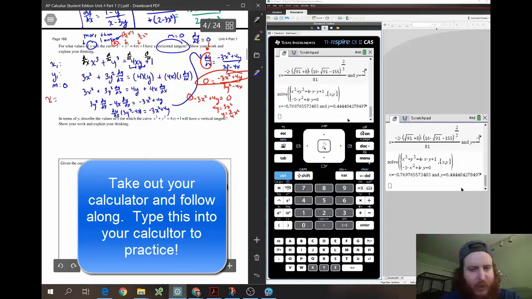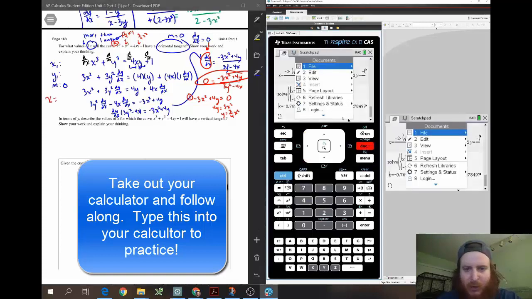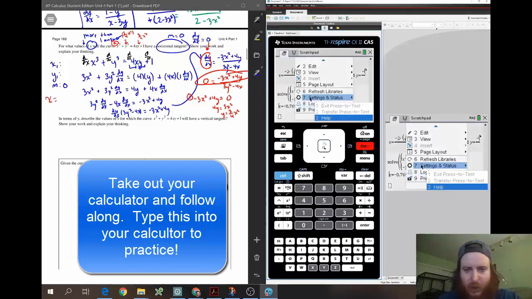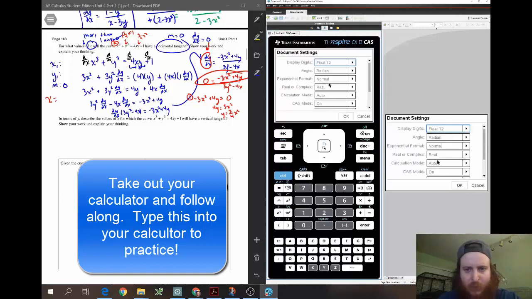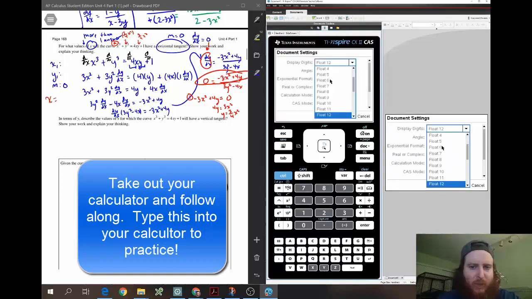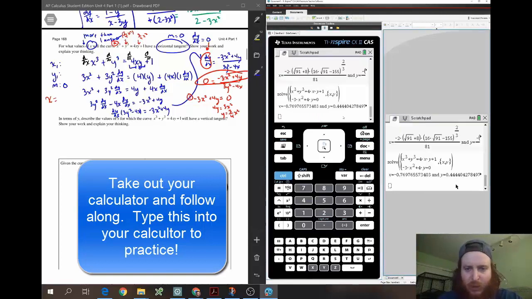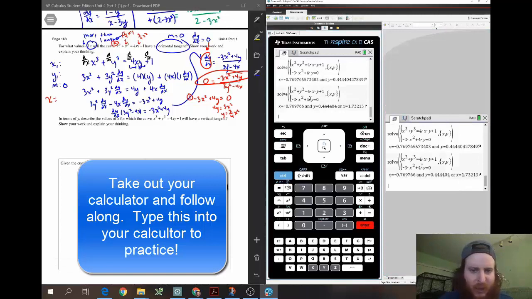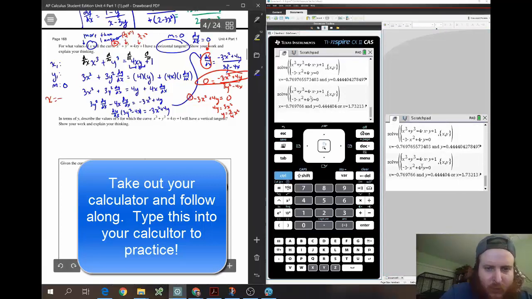If you don't want so many decimals, my calculator right now is set, and yours might be different. In Document Settings, if we go to number 7 and then number 2, there's this Float. This is how many digits we have. Float 12 is a lot of digits. If I change it to 6, that's going to give me 6 digits. If I hit Control Enter again, it redoes this with fewer digits, and it's a little easier to see. So x equals negative 0.7698, or x equals 1.7321. Those are my 2 x answers.